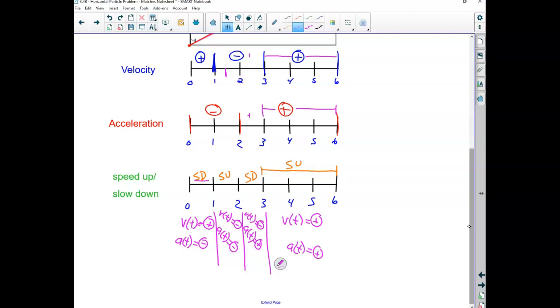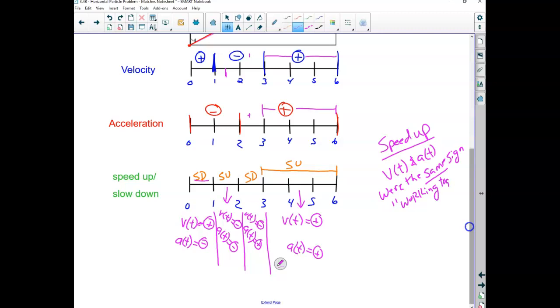And whenever I sped up, okay, notice I sped up and I sped up. What did I notice? v of t and a of t were the same sign. That meant they were working together.